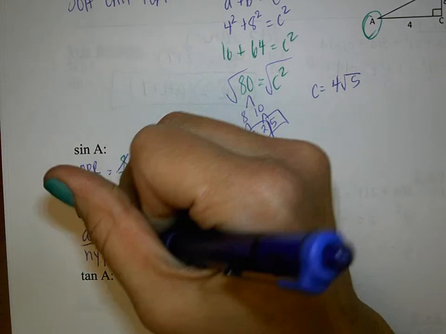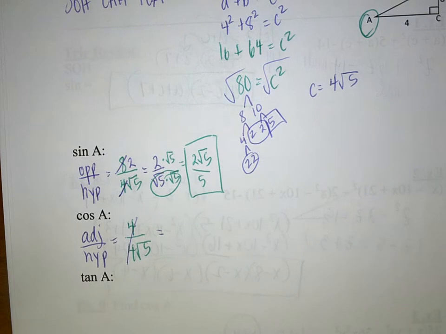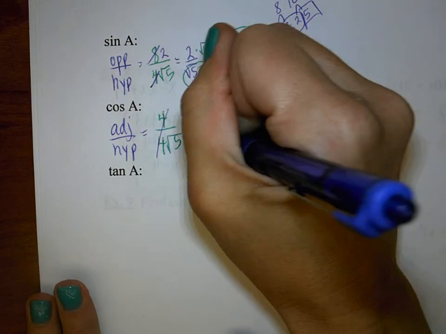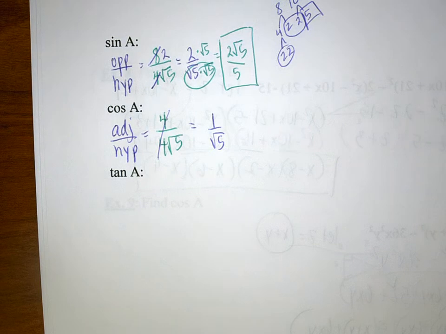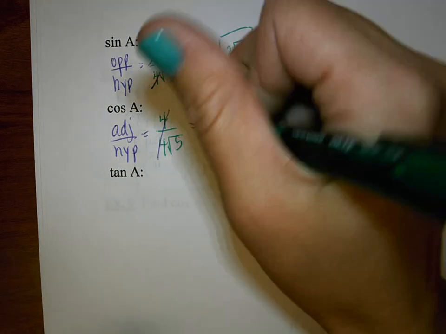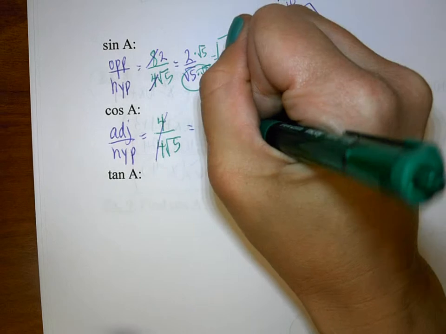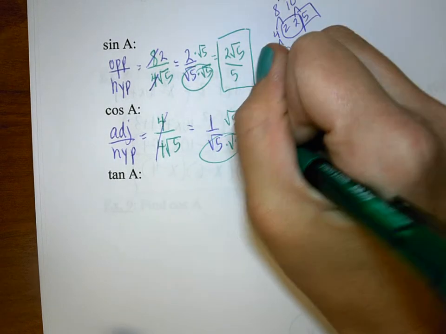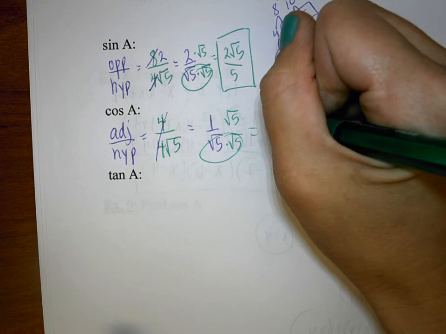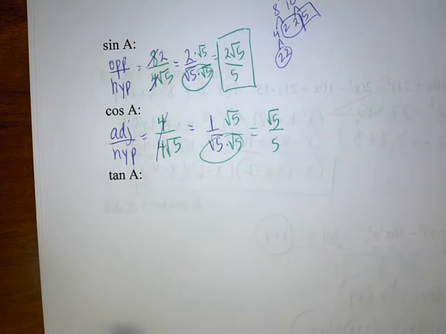And can that reduce? Good. The 4's cancel out. If nothing's left, what's on top? 1. So I have 1 over root 5. Is that good? No. What do I have to do? Good. Multiply by root 5 to the top and bottom. That makes what in the denominator? 5. And on top is root 5.